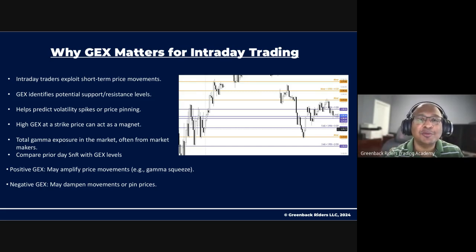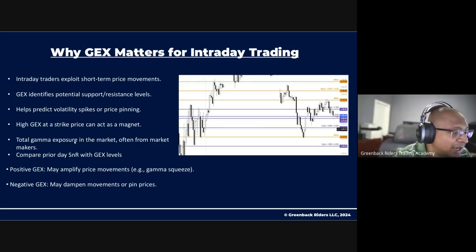It always moves across two gamma levels in a day, every time. Every time it will move through two gamma levels. It can be minor, it can be major, but it will move through two gamma levels, and it gets that 30.95% of the days in one direction. Okay. Total gamma exposure in the market, often from market makers.